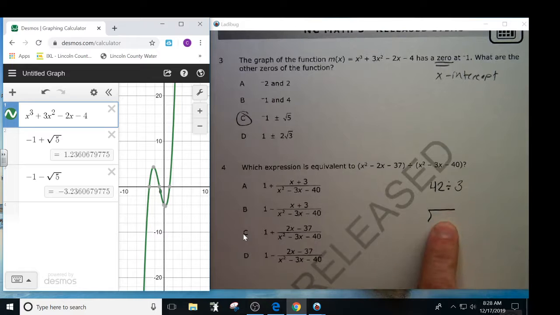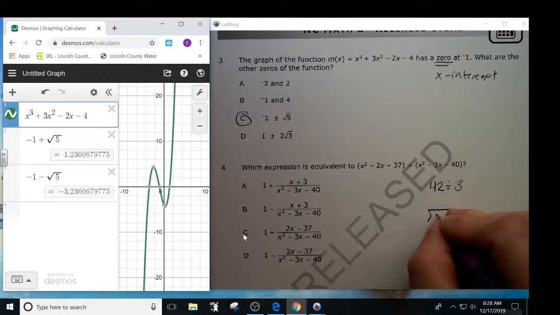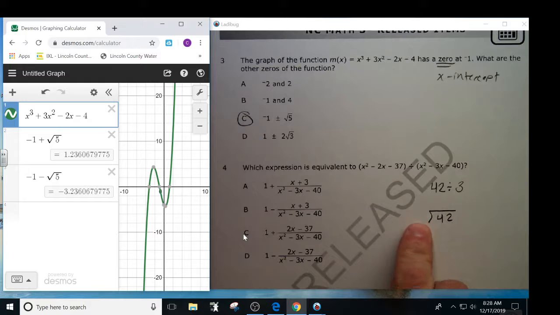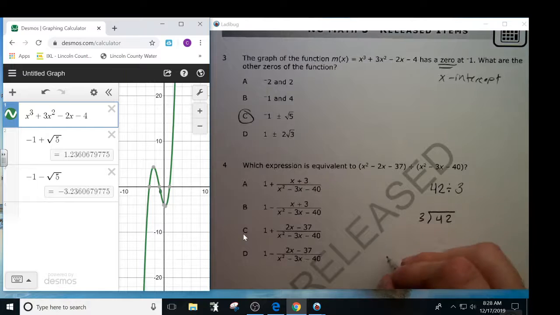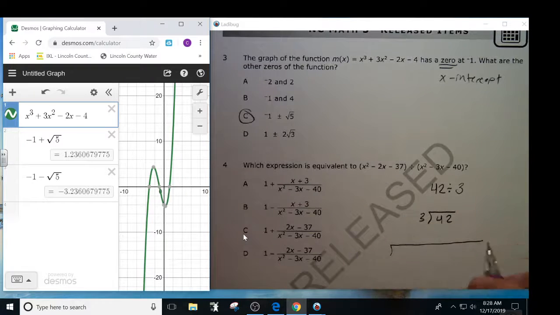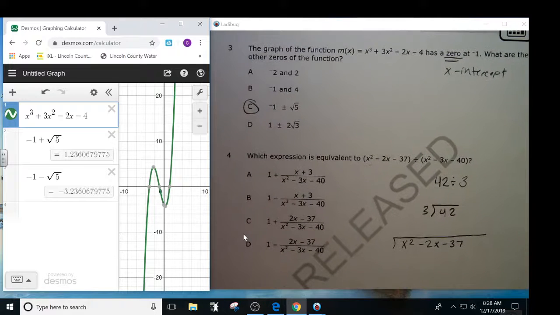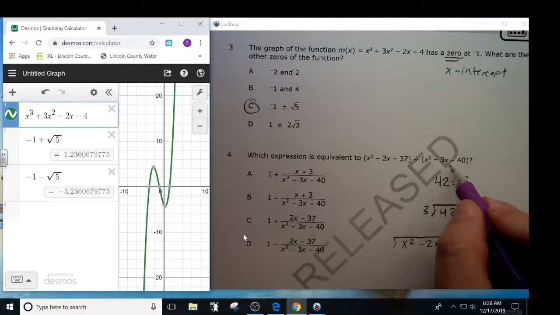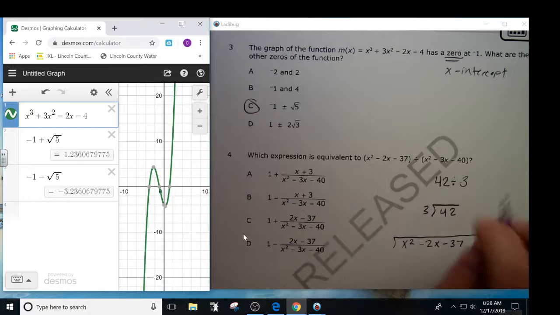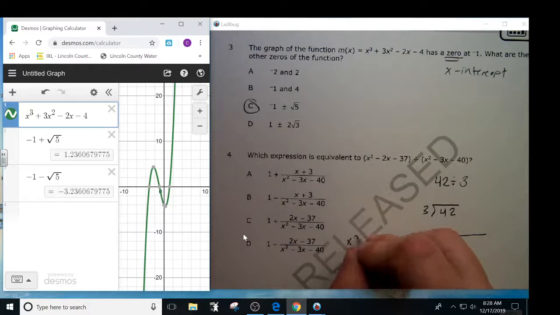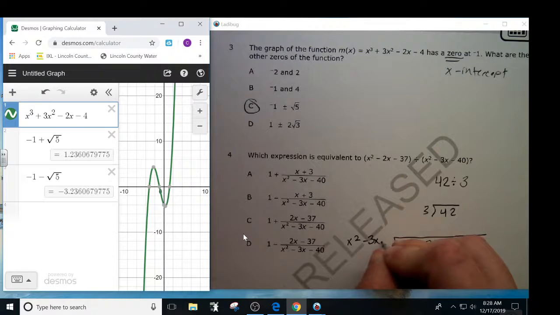What number goes here? 42. What number goes here? 3. Same thing here. If you make your long division house, this goes on the inside. So it's x squared minus 2x minus 37. And then your divisor, what it's being divided by, goes on the outside. So it's x squared minus 3x minus 40.